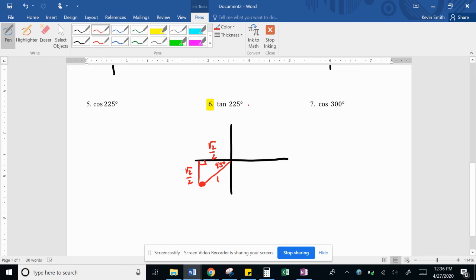Now I need to look: will the tangent be positive or negative in this quadrant? Well, tangent is equal to y over x. So let's see, I've got a negative x and a negative y. So a negative over a negative will give me a positive. So I know this will be positive. And it's going to be root 2 over 2 divided by root 2 over 2, which is the same thing divided by the same thing. This will be equal to 1.